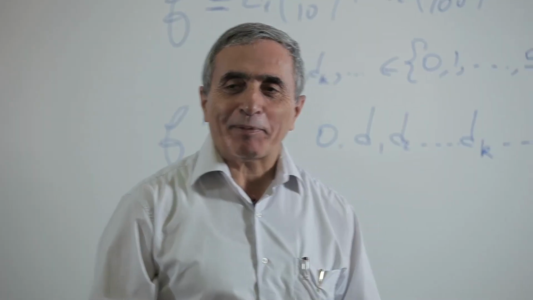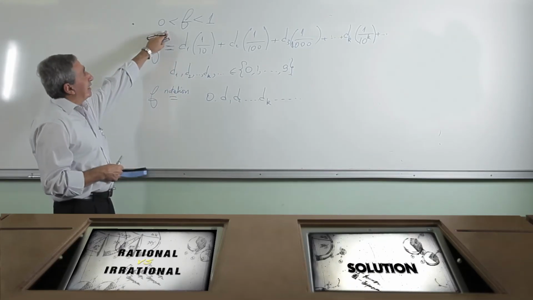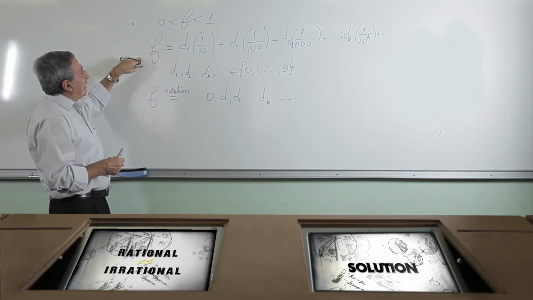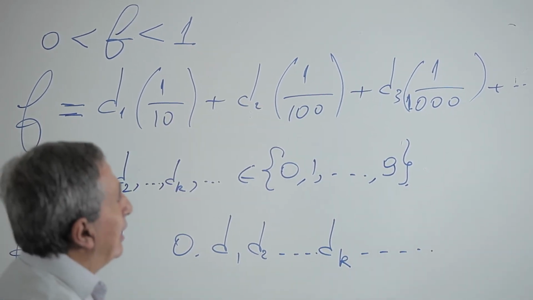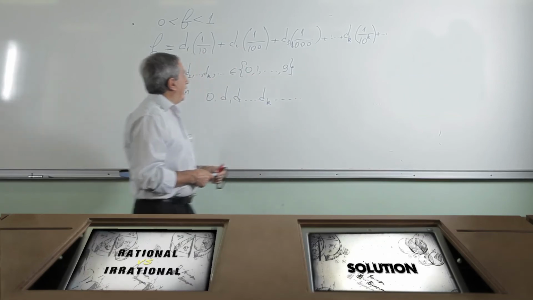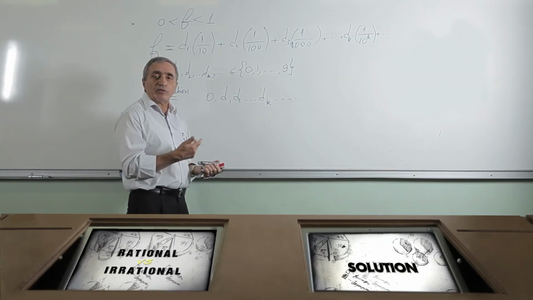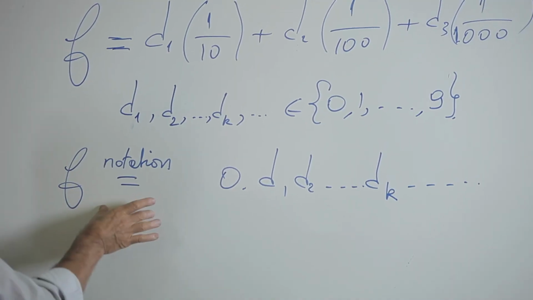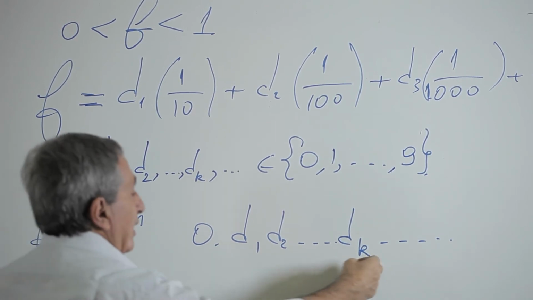All right, so to answer our main question, we need some notations and preliminary results. So let me start by taking a number f between 0 and 1. And I want to represent that f in base 10. So I write it as an equation, f equals d1 times 1 over 10, plus d2 times 1 over 100, plus d3 times 1 over 1000, plus etc., plus dk times 1 over 10 to the power k. And the di's, d1, d2, etc., dk, belong to the set {0, 1, 2, 3, 4, 5, 6, 7, 8, 9}. Notation-wise, that equation is written as follows. So f is equal to 0 point d1, the position of the tenths, d2, the position of the hundredths, etc., dk, and so on.